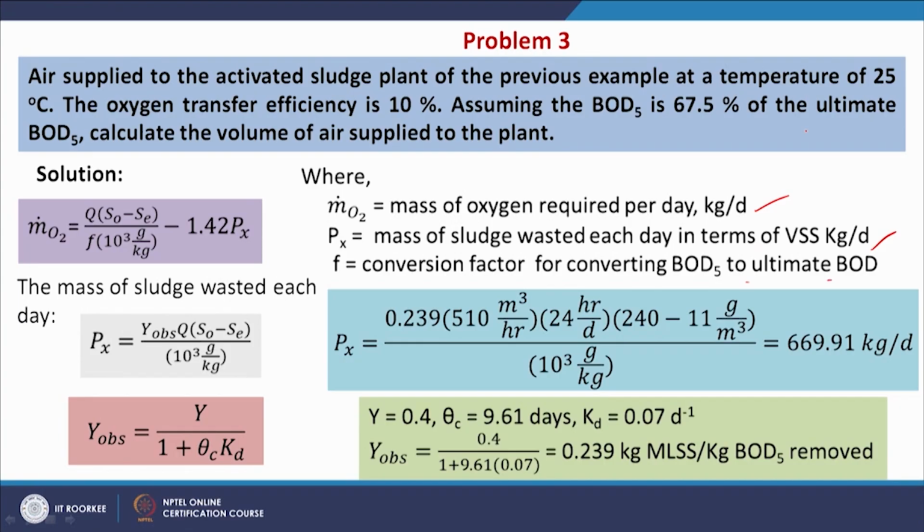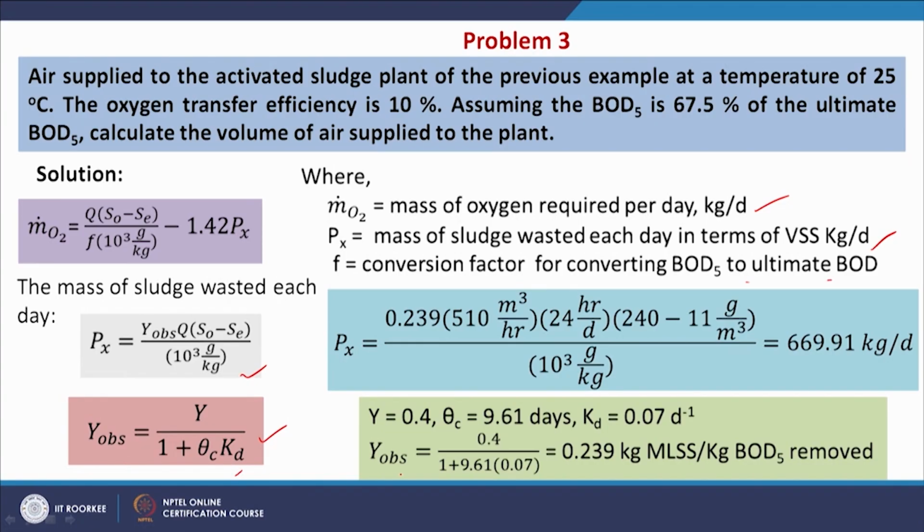Okay. So, that we will be using now, and this P_x can be calculated by using this formula, as we have discussed in our previous class, that is P_x equal to Y observed into Q into (S_0 minus S_e) by 10 to the minus 3. Y observed we will be calculating by using this formula, that is Y by (1 plus theta c into k_d). So, let us see the value of Y observed first.